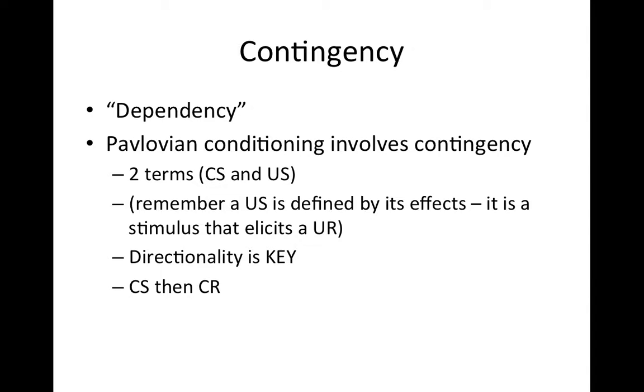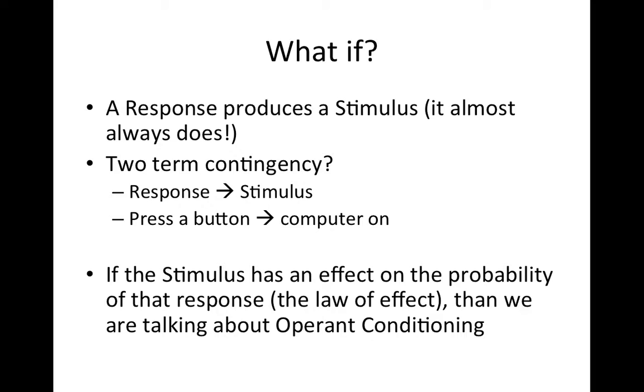Now here, in this relationship, the directionality is key. The CS comes and then the CR comes after it. The stimulus comes first, the response comes next. What if a response produces a stimulus? And it almost always does. A response produces some change in the environment. Something else happens in the environment when behavior occurs. This is also a two-term contingency or dependency. But this one is turned opposite. Now a response is producing a stimulus rather than a stimulus producing a response.